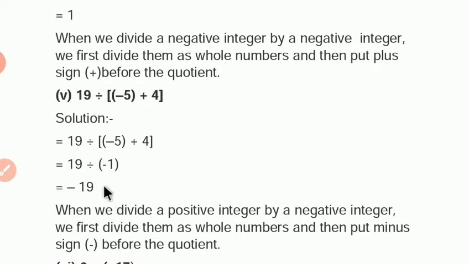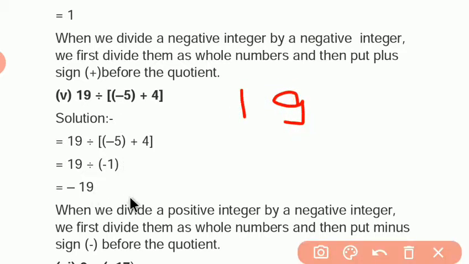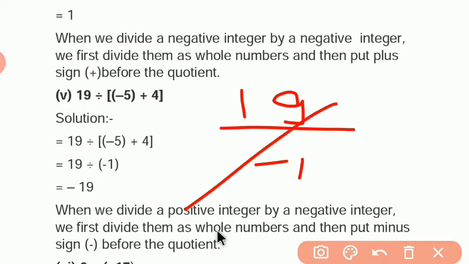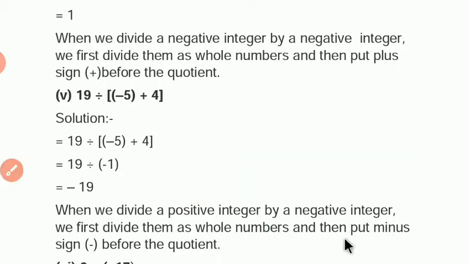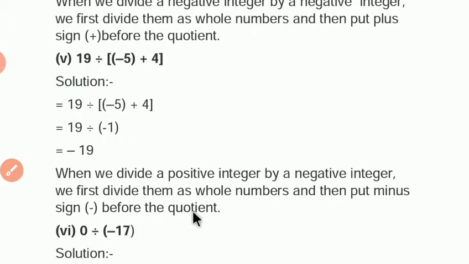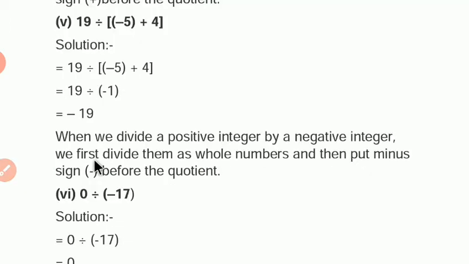Now we have to divide 19 by minus 1. So 19 divided by minus 1. So it will be minus 19. As we have seen in previous question that when we divide a positive integer by a negative integer, we will first divide them as whole numbers. Then we'll put the sign of minus before the quotient. Quotient means the final answer.